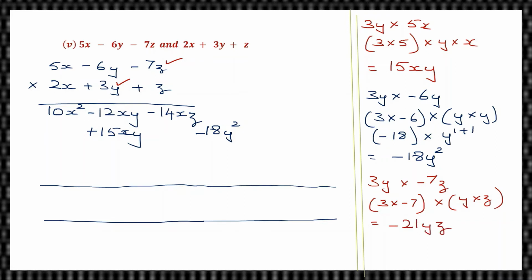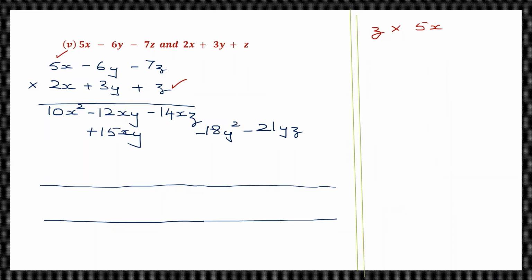Okay, so here we don't have a column for that, so we're going to continue writing minus 21yz. So we finished multiplying with 3y. Now we're going to start multiplying with z. So let's start multiplying z into 5x. So we have the number 5 into 1z into 1x. So put it in order, 5xz. So see if there is a column for xz. We have a column for xz. So let's write it there.